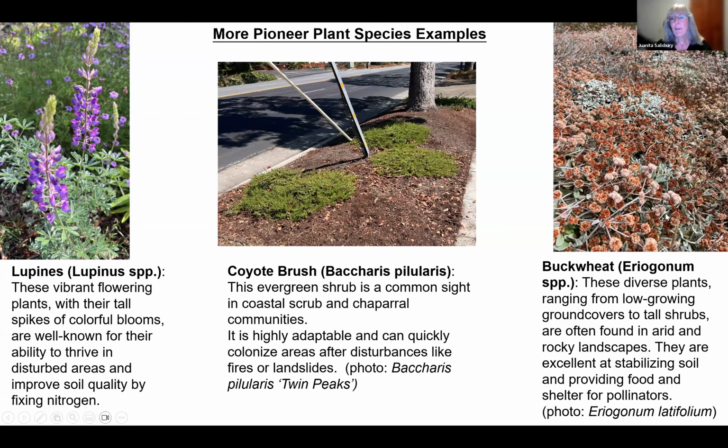And then one of my other favorites to use, the buckwheats or Eriogonum species. They're super diverse plants ranging from low growing ground covers to tall shrubs. They're often found in arid and rocky landscapes, and they're excellent at stabilizing soil and providing food and shelter for pollinators. This is Eriogonum latifolium. This is our coastal buckwheat, and it's an insect factory, and it is just super easy to grow. And we have it in our corridor project in places that do not get irrigated at all. So huge water savings right there.